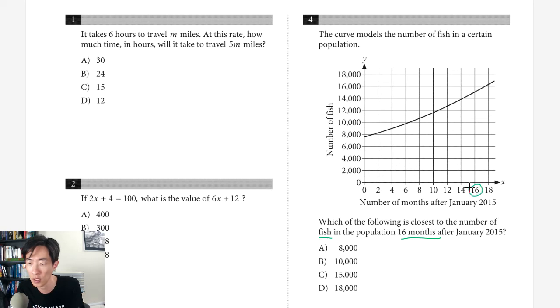Start at 16, go up. It's right about here. That looks like it's right in between 14,000 and 16,000. So the answer is going to be C. So basically this was just a do you know how to read the graph type of problem.